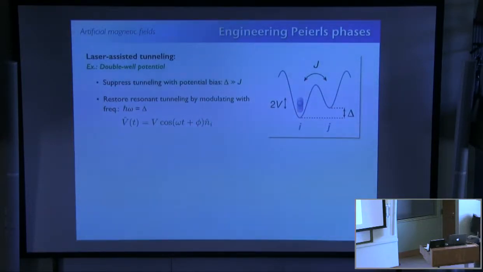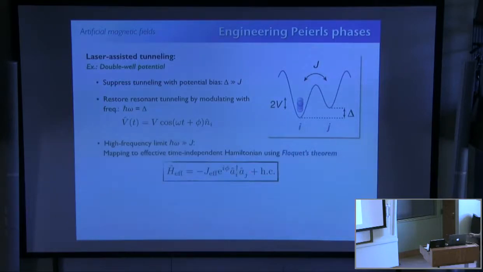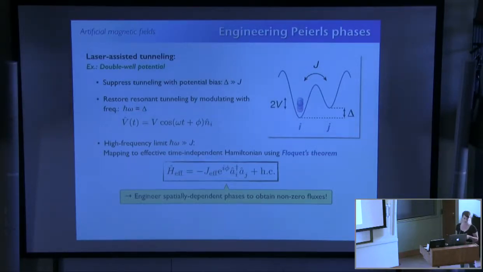And now if this modulation is fast enough, we can apply Floquet's theorem and compute an effective time-independent Hamiltonian. And there we see that now we have engineered a time-independent Hamiltonian that has a renormalized hopping matrix element between neighboring sites. And there's this complex factor which is related to the phase of the modulation that we have applied. So all we need to do if we can engineer this kind of time-dependent Hamiltonian is to make these phases vary across the lattice such that the particles pick up a finite phase when they perform a closed loop on the lattice.